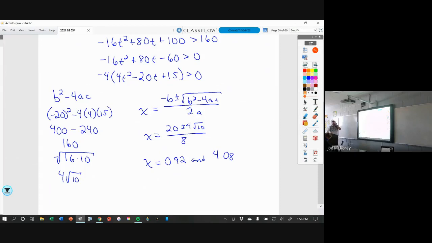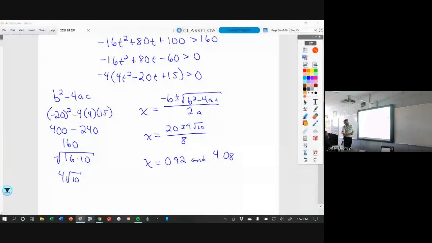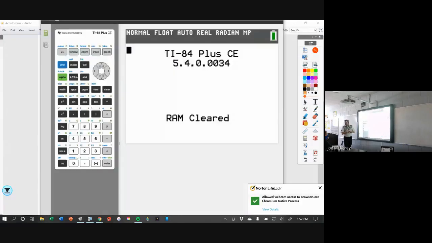Okay, what about the calculator? You want to explain what you mean? Did we even answer the question? Are you asking how you can put this into the calculator? Never mind. Yeah, we answered the question. When is the ball above 160 feet? Between 0.92 seconds and 4.08 seconds.